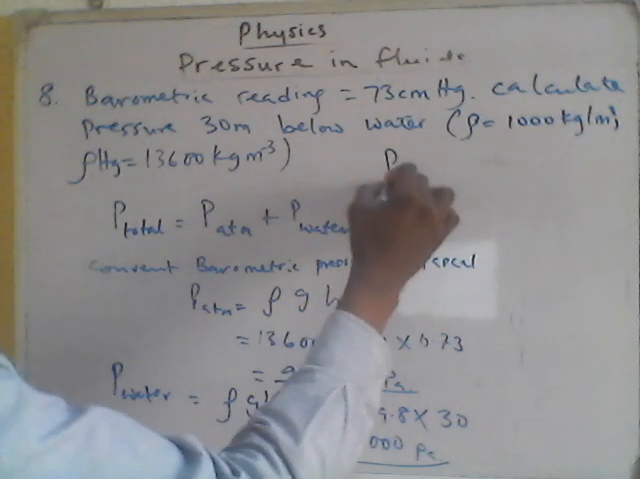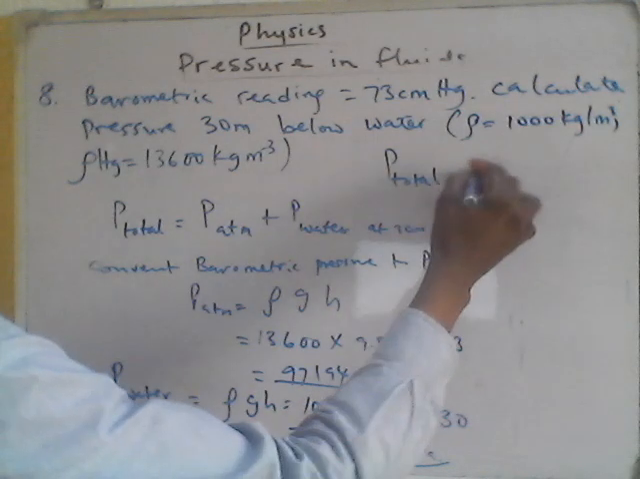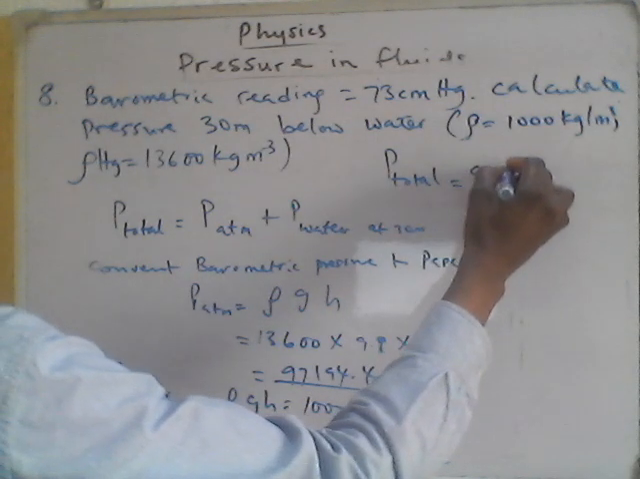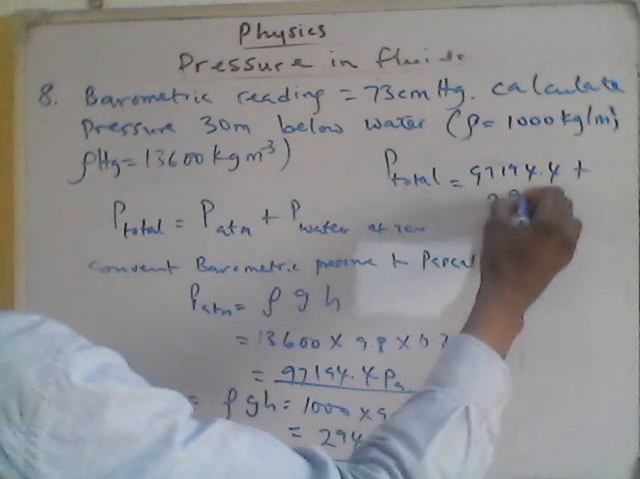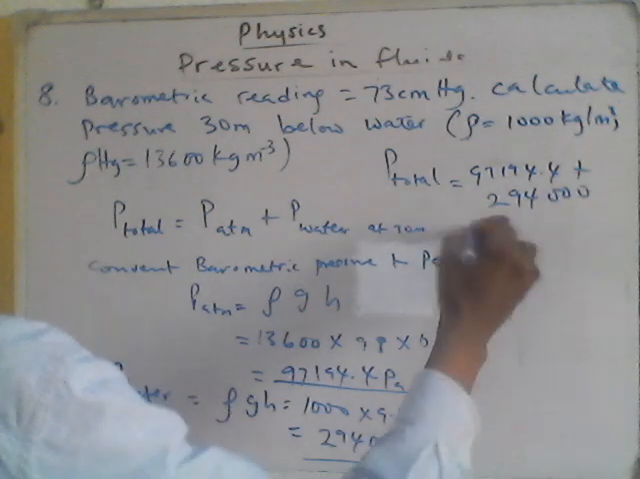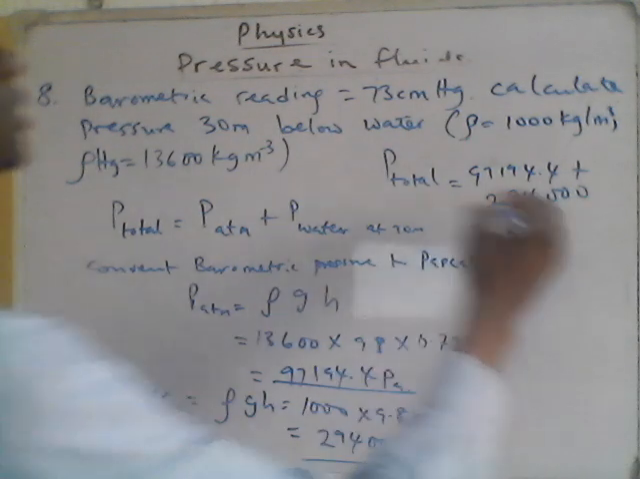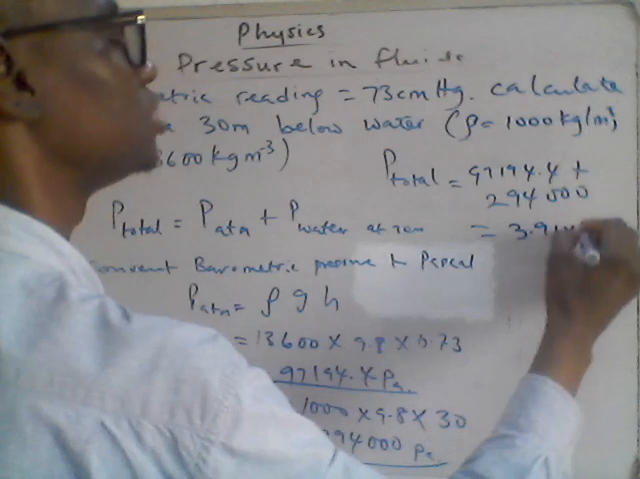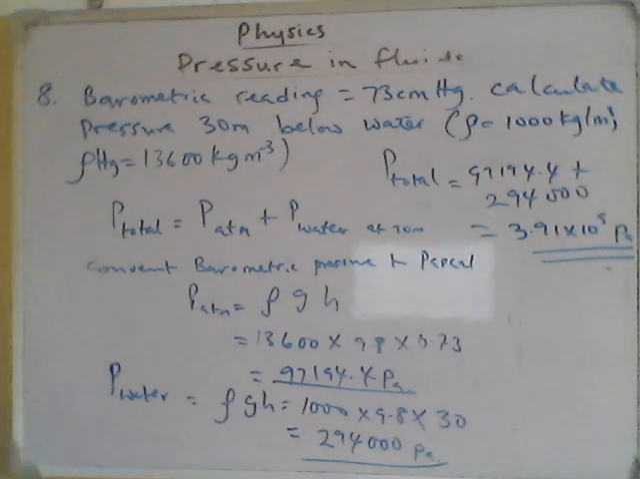So P total will be 97194.4 plus 294,000 Pascal. So the combination of the two will give me 3.91 times 10 power 5 Pascal. So that's the answer. Okay, so we have 2 more to go.